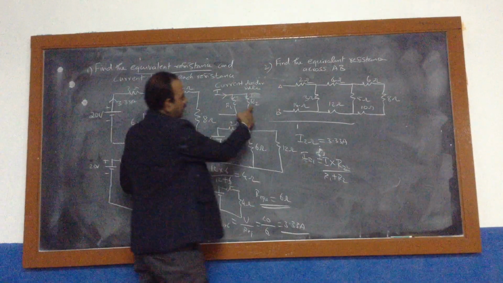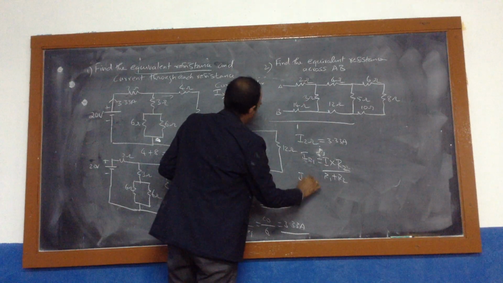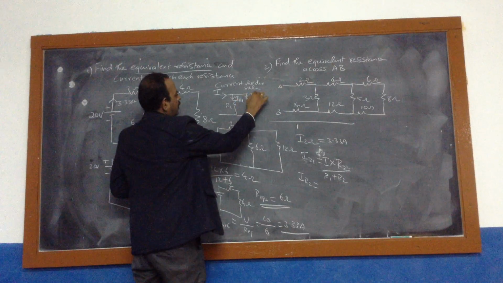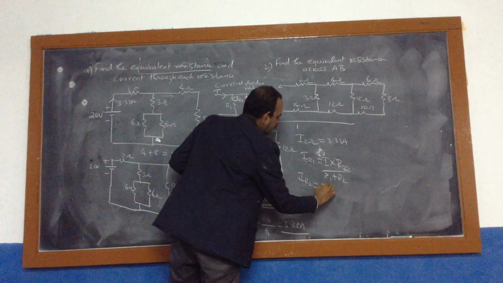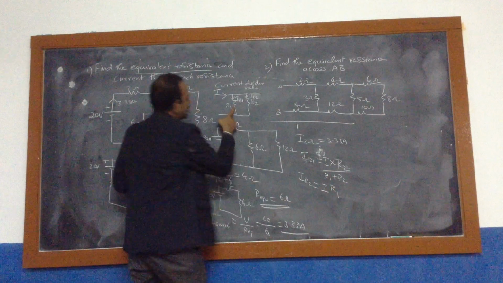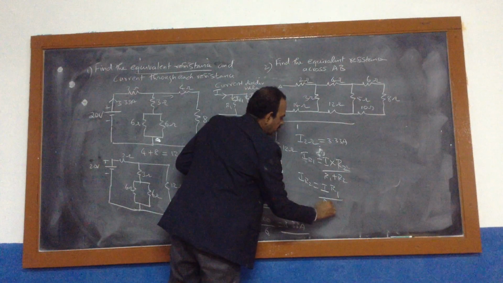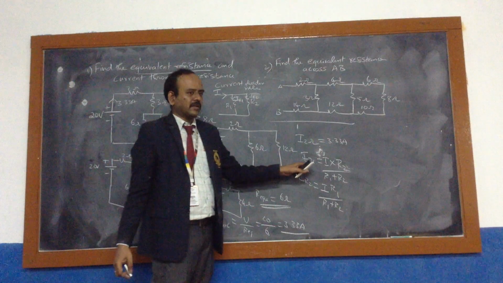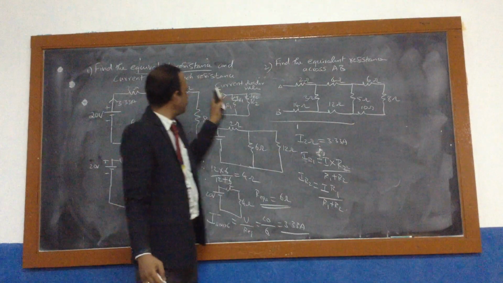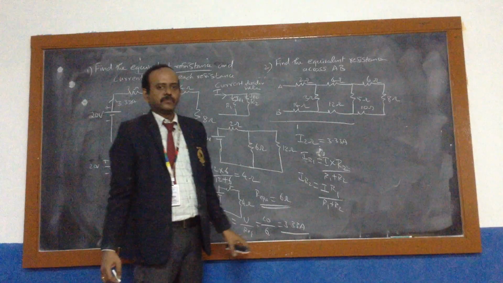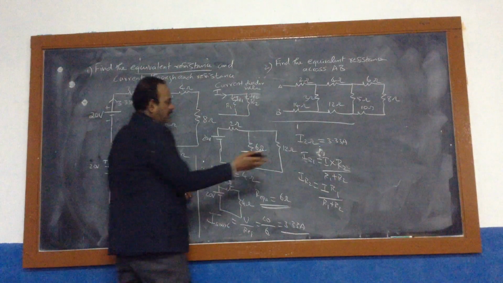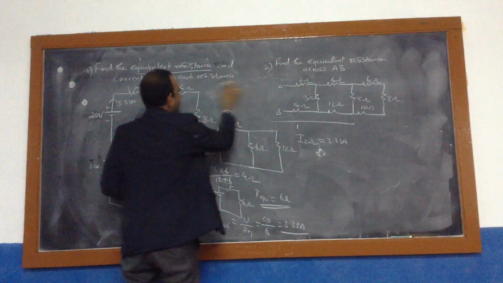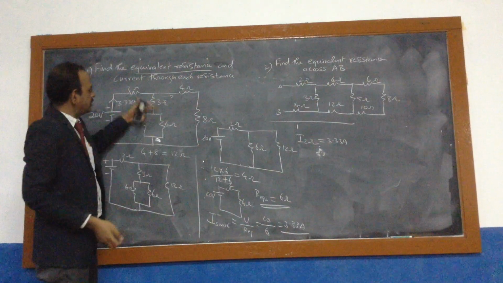Suppose I want to find the current flowing through R2, that is IR2. It is the total current into resistance R1 divided by R1 plus R2. You have to remember this. If you find the current through R1, you can just subtract it from I to find the current through R2. Remember this formula, and using it you are going to find the current flowing through each resistance.